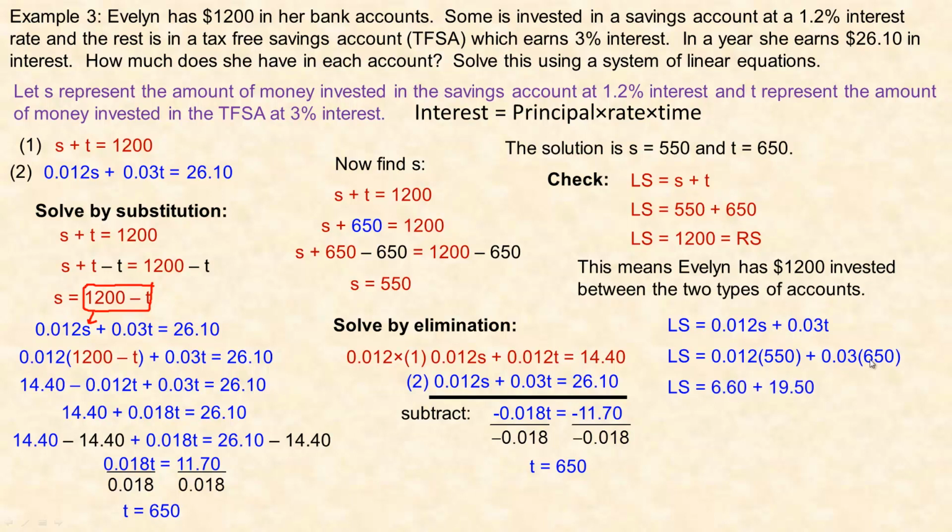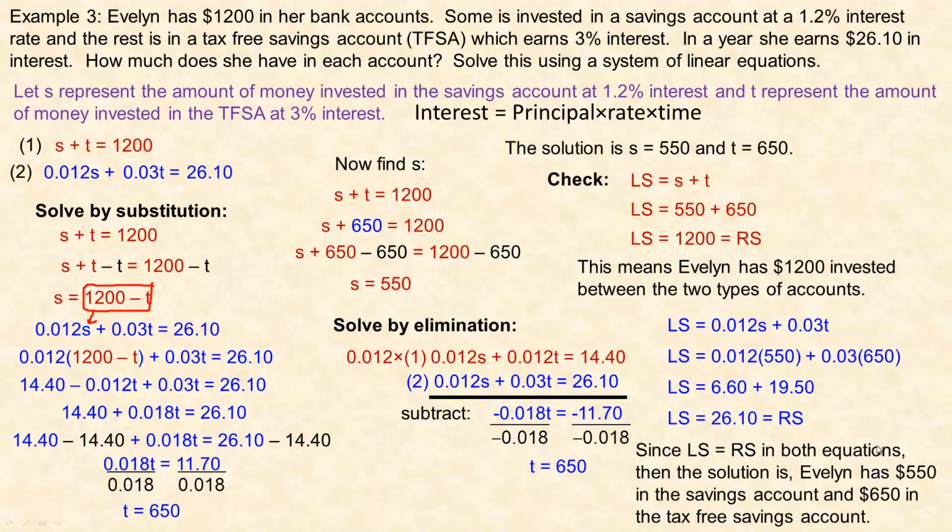And 0.03 times 650 is 19.50. So this is actually telling us that she has earned $6.60 from the regular savings account, and $19.50 from the tax-free one. Together they add to 26.10, which is what it's supposed to equal, because that's what's on the right side. Since the left and right sides work out to be the same in both equations, she does have $550 in the savings account and $650 in the tax-free savings account.